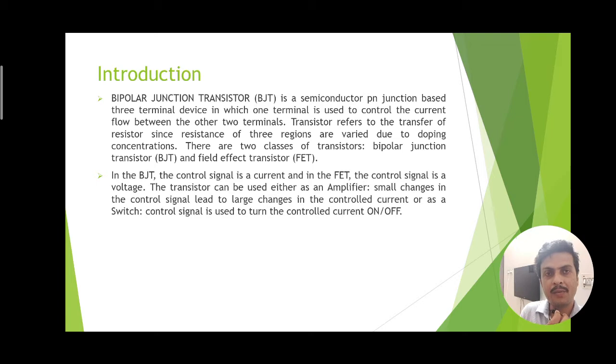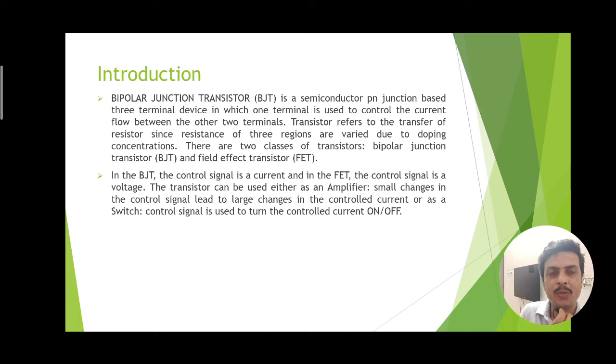Now in this three terminal device, the width as well as doping concentration of all these regions are different. Emitter is highly doped, that is why the resistance is lowest for the emitter part of the transistor. The base is thin as well as lightly doped, and the collector is moderately doped as well as the widest area in the transistor.